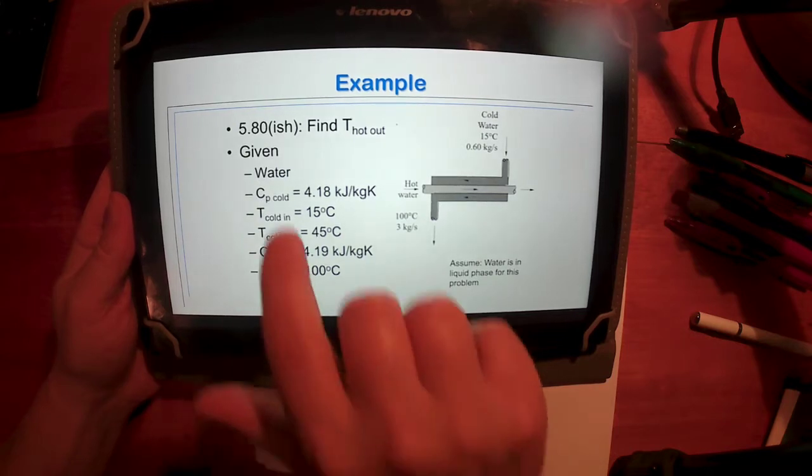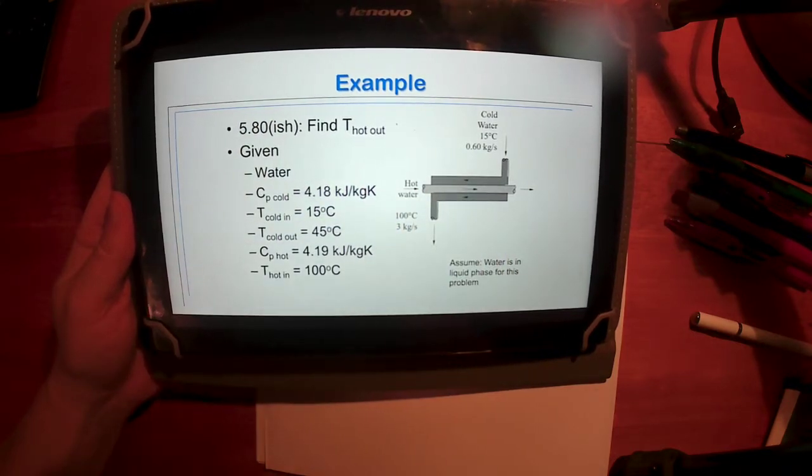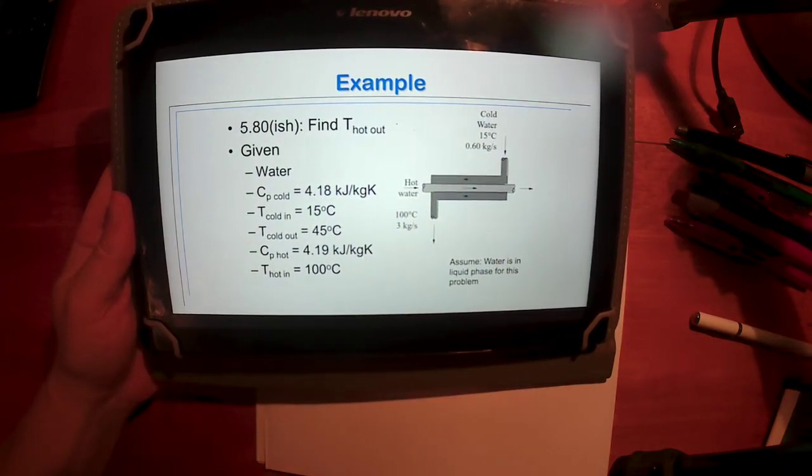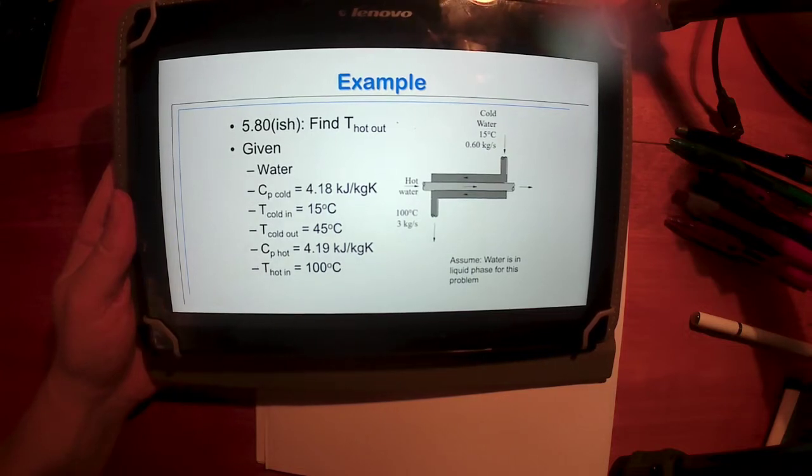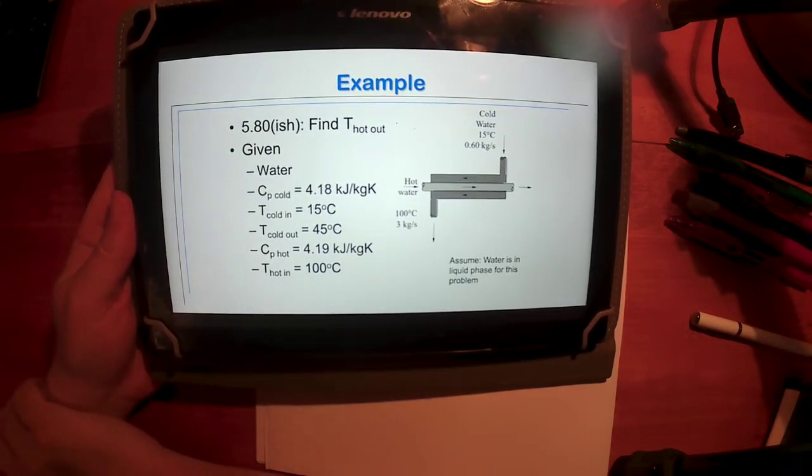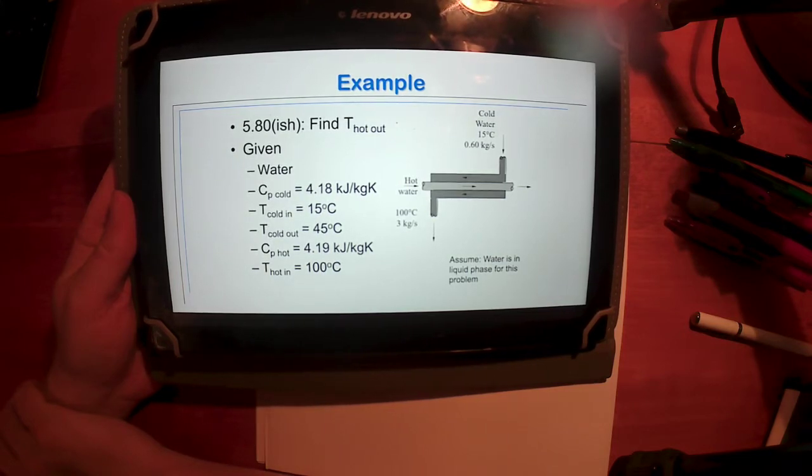Now, if you look in the 580s, 590s, 5100s in the Cengel and Boles text, you'll probably find a problem similar to this. And the problem statement is going to say that a thin-walled, double-pipe, counterflow heat exchanger has a cold water stream that is being warmed by a hot water stream. And we want to know what is the temperature of the hot water coming out.